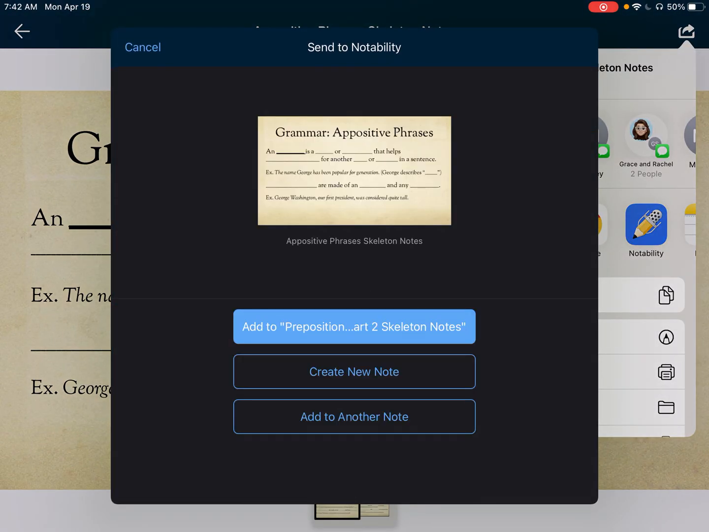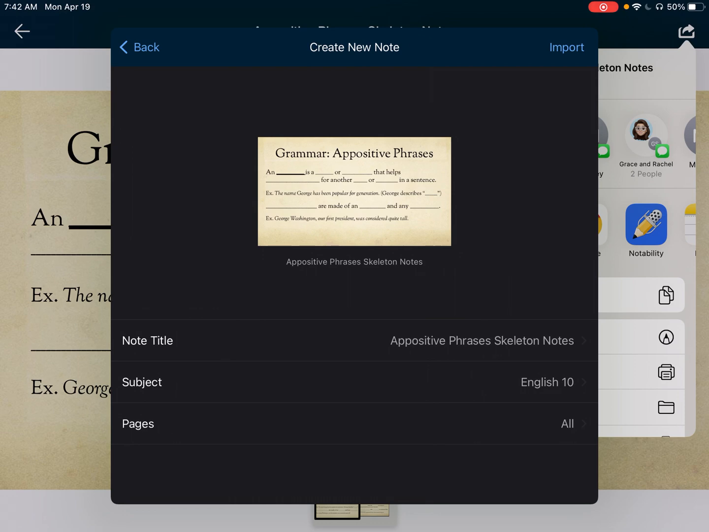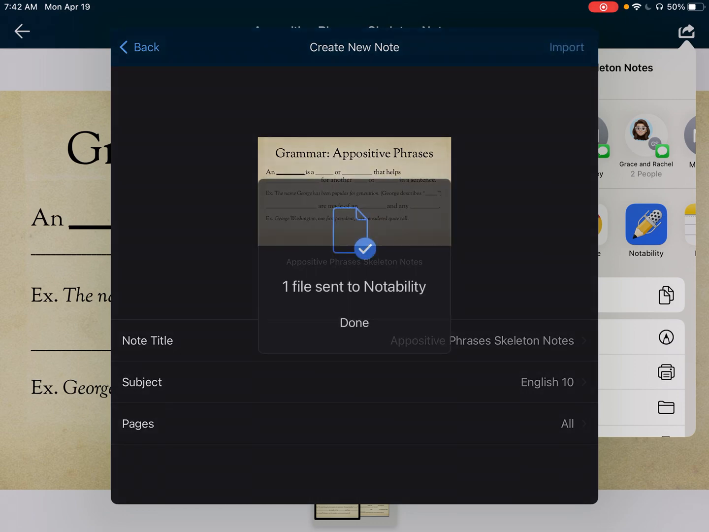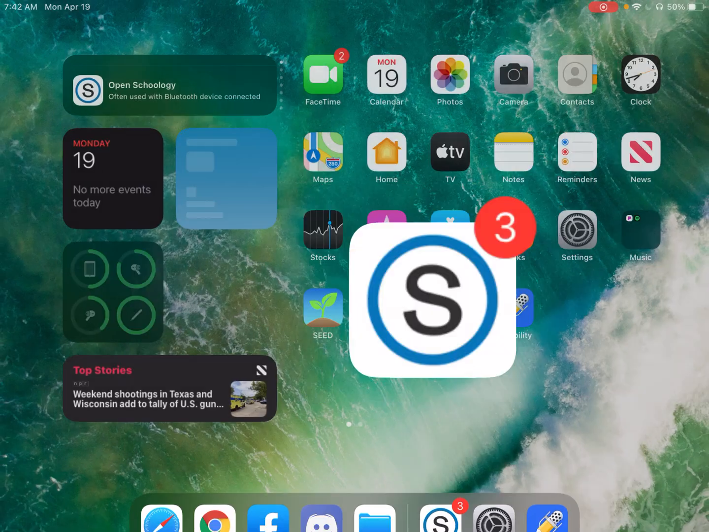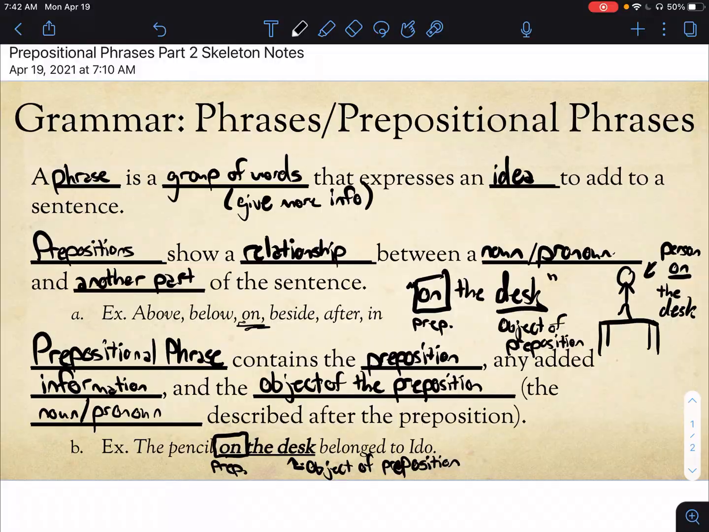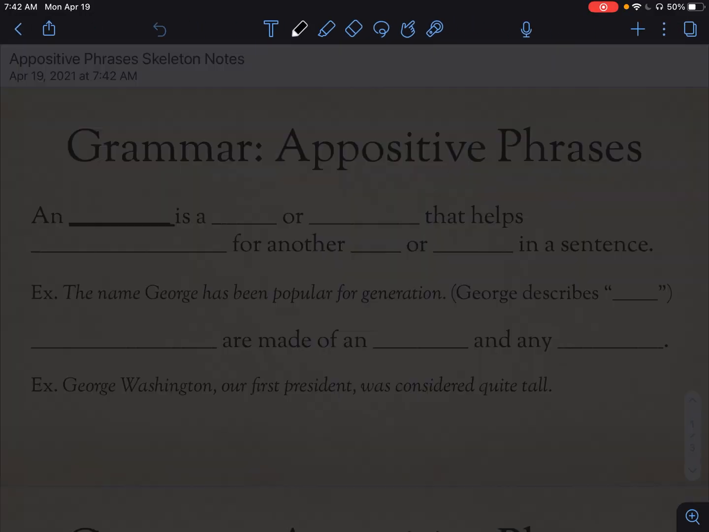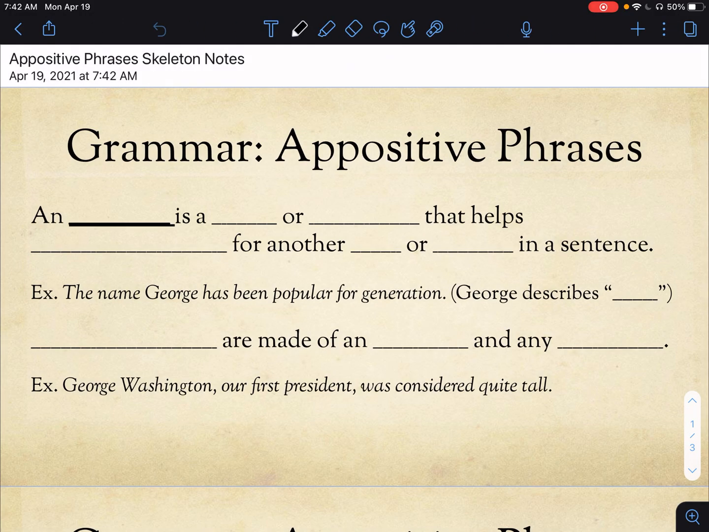We're going to talk about another type of phrase called an appositive phrase. So make sure this gets into your Notability. Make sure it's in English 10. And let's get started, okay? So, appositive phrases. This one's going to have 2 slides, not too big of a deal. I just didn't want to cram it all onto one.